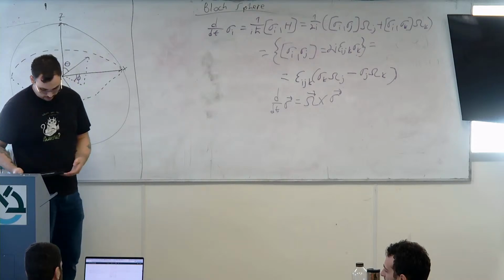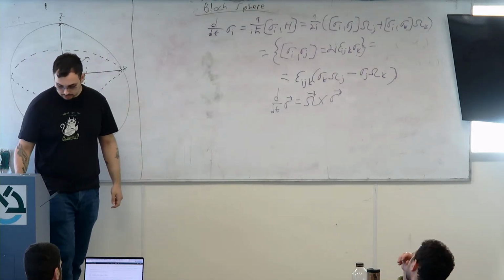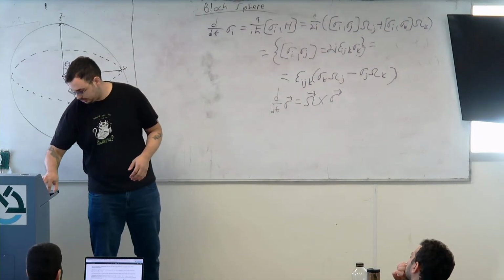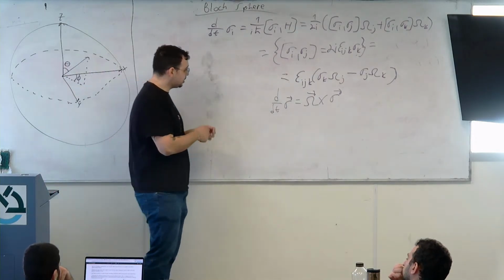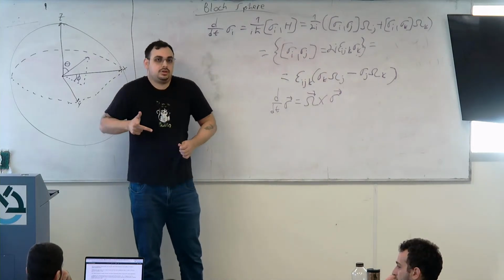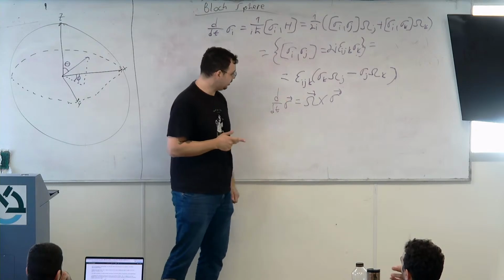So now we'll talk about what this means. This means that we simply have to follow the right-hand rule to find out where our vector will go.